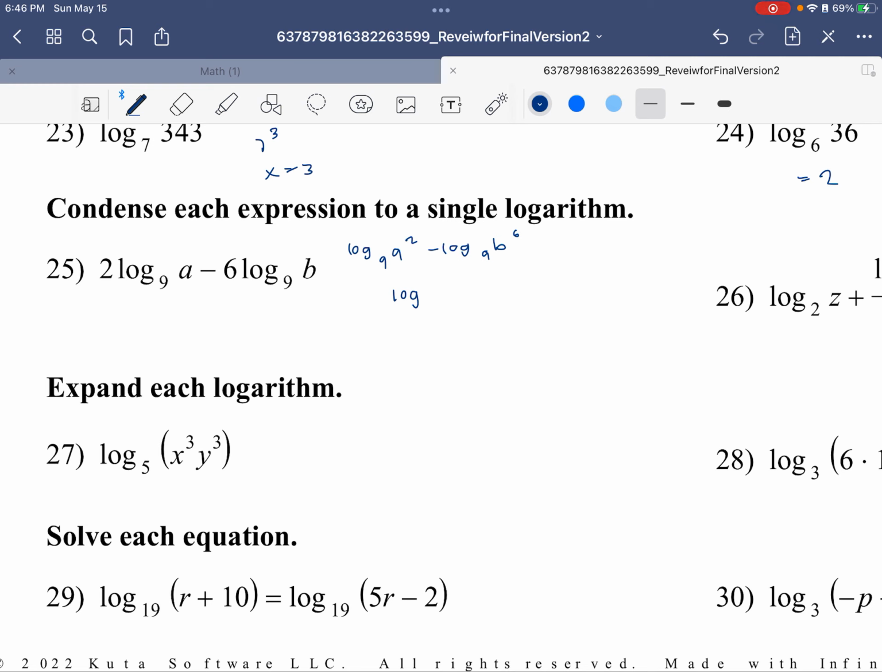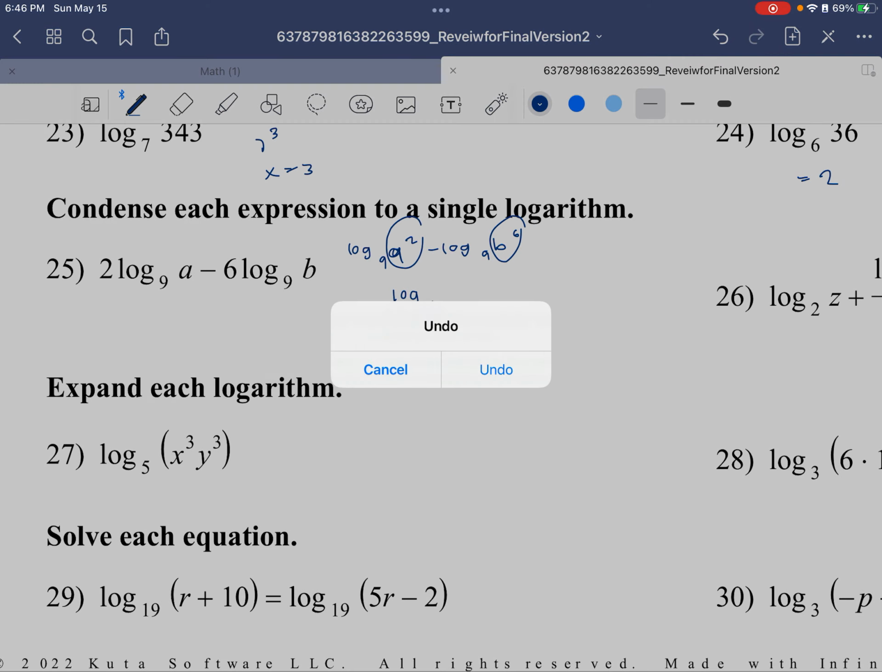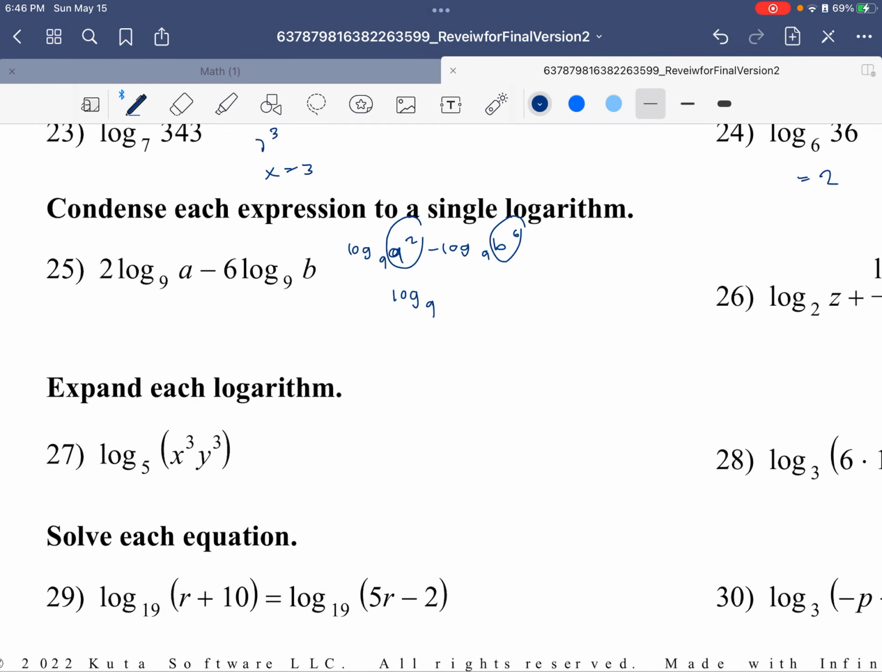Now our bases are the same, and so we can write them as one. So this is where we're condensing. Here we have a squared, and then b to the 6. And when it's subtracted, it is a fraction. So it's going to be a squared over b to the 6, and the negative term is on the bottom. So now you have log base 9 of a squared over b to the 6. And that's the condensed version of this logarithm. Okay, next.